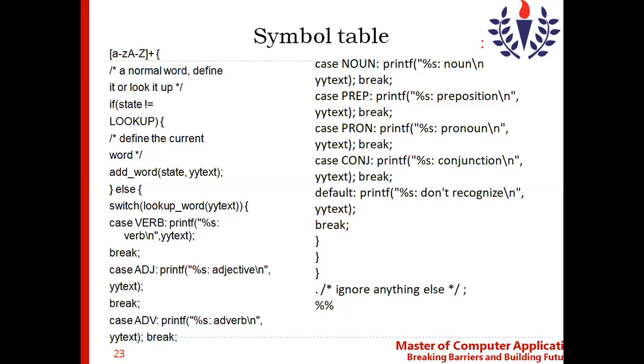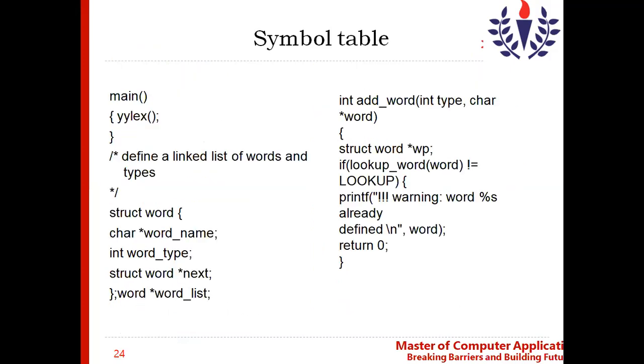To find out the type of the word, we have the switch case, wherein it will be searching the word, then it finds what is the type of the word: case verb, case adjective, case adverb. So it will be printing whether it is an adjective or adverb or verb, that will be decided. So it all happens when you search the word from the linked list. So here we have the structure for the linked list.